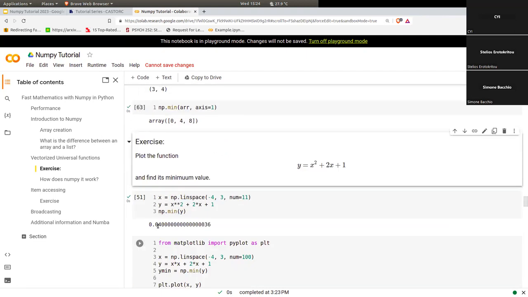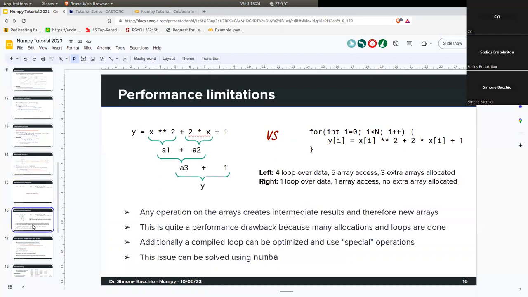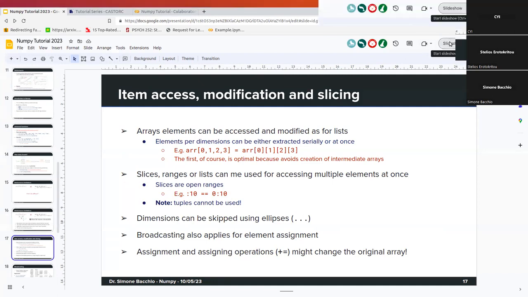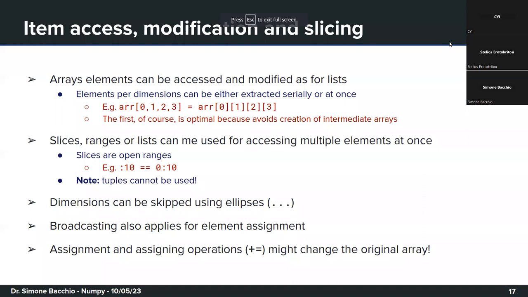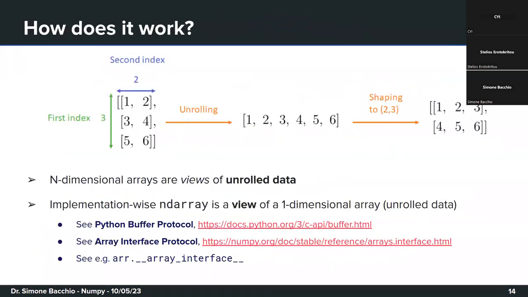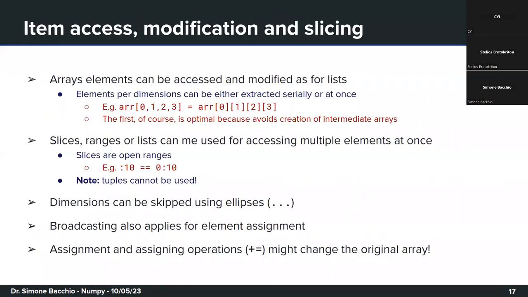Let's go to the next topic. The next topic is item accessing. So far what we saw is how to manipulate the content of the array. Okay, so basically we go from an array of a certain shape to an array that has the same shape, and we are changing its content.